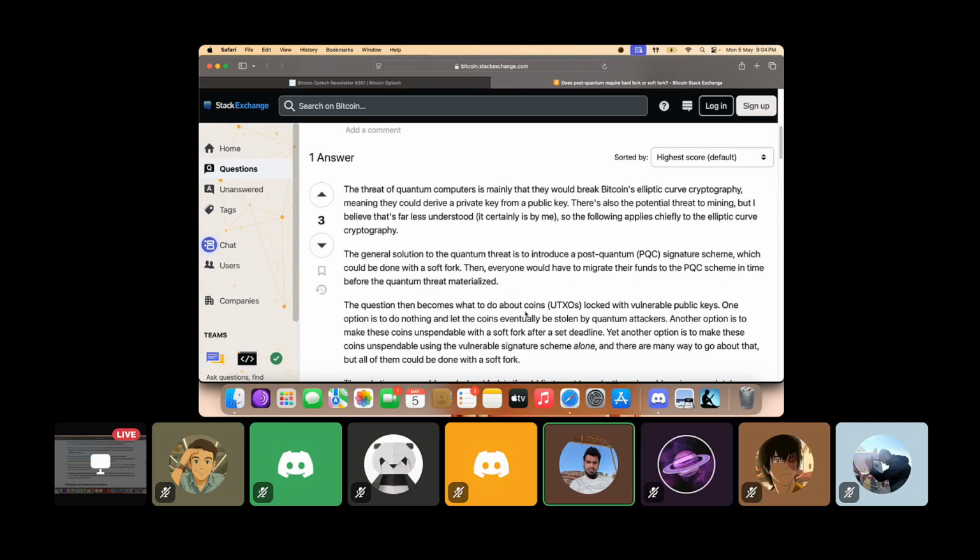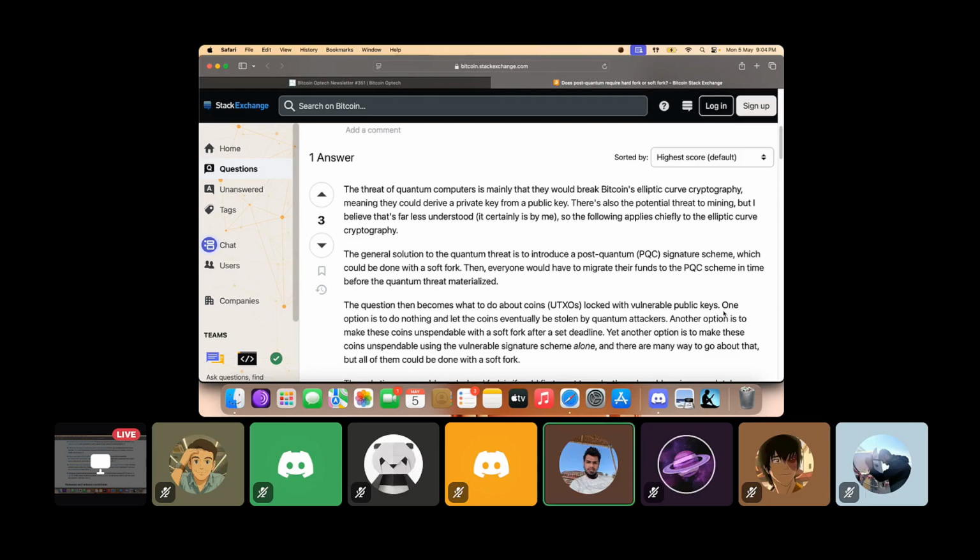Okay, the question then becomes what to do about coins locked with vulnerable public keys, right? What if people don't do it? What if somebody is not upgrading to a quantum resistant address? Or what about the coins that have been abandoned? Like there are so many coins, for instance, Satoshi's coins or other coins that have been abandoned for years, and nobody claims them, or lost coins, right? How do you upgrade them?